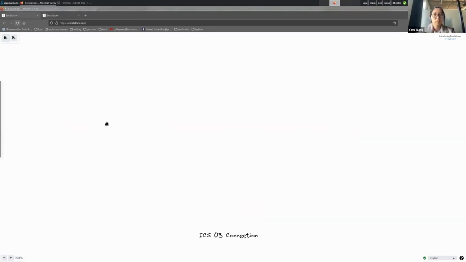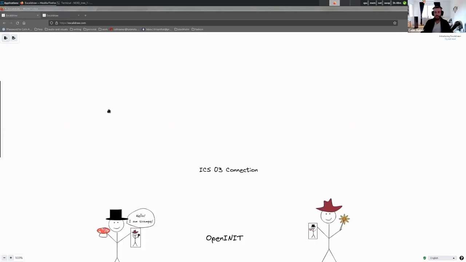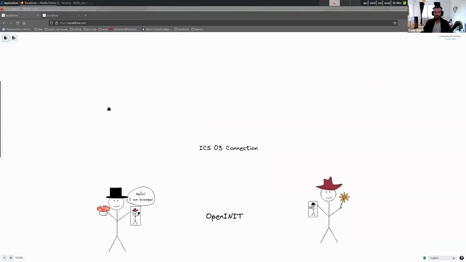Sweet. So I made this diagram, and we're going to walk through all of the steps in various scenarios, and hopefully that should give you an idea. But the basic idea is that we're establishing a connection between two blockchains. And just for myself, I think imagining this as establishing a connection between two people works just as well. You'll commonly hear terms such as crossing hellos, so I think it makes for a nice illustration.